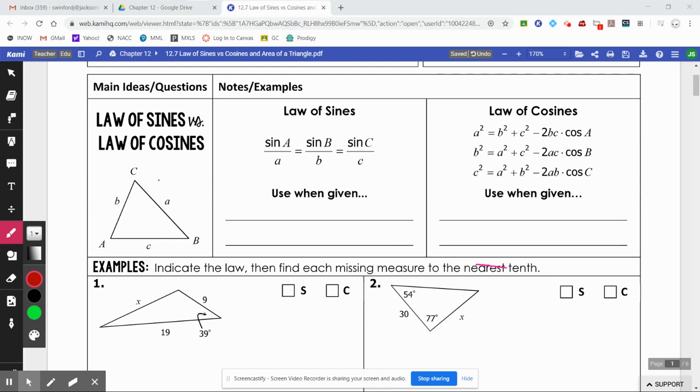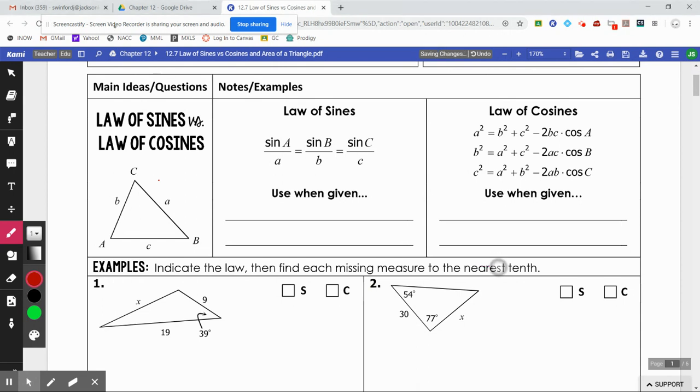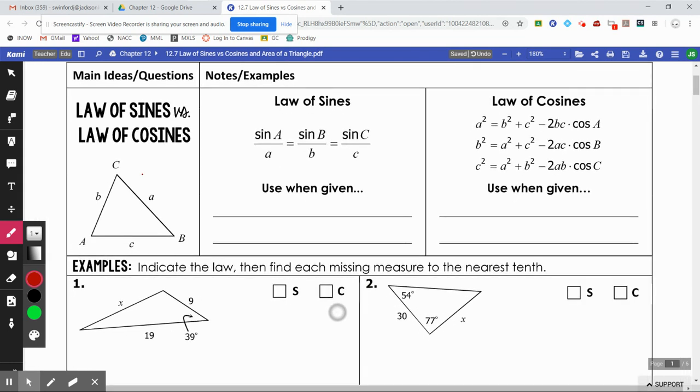In the next lesson, we're actually going to combine the law of sines with the law of cosines and talk about when do we use each. So just a reminder, and you can write this down if you want, I've got different ways that I'm going to talk about it. When do I use the law of sines?